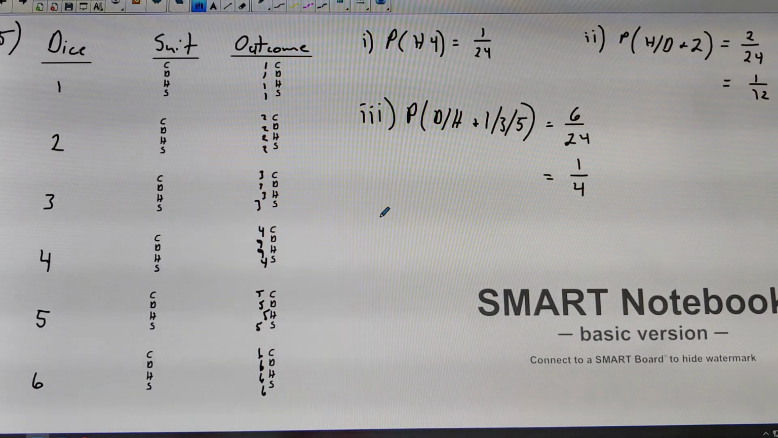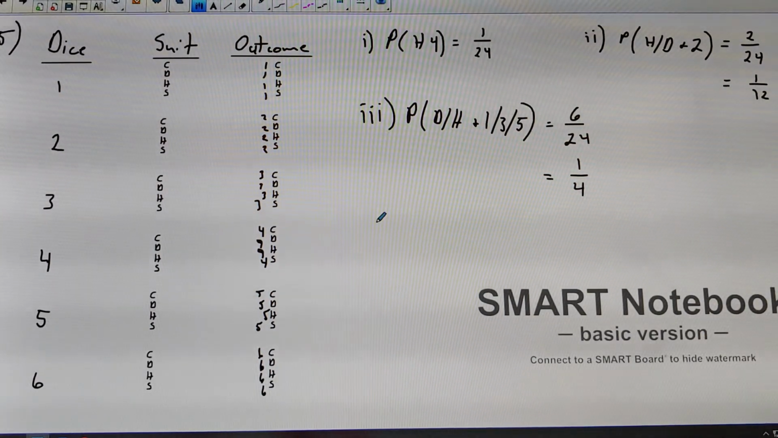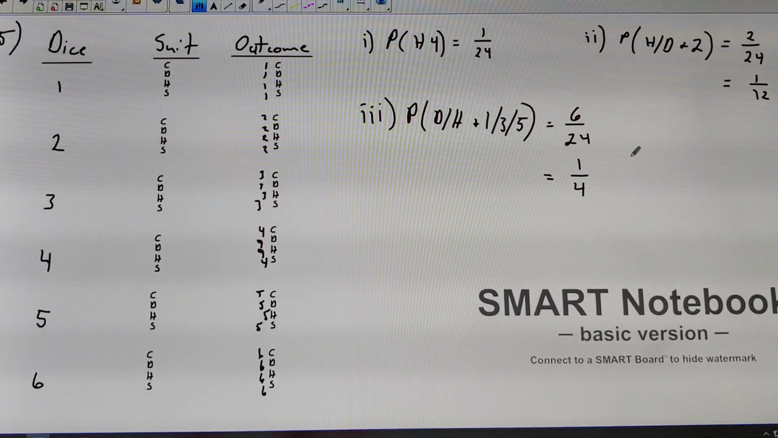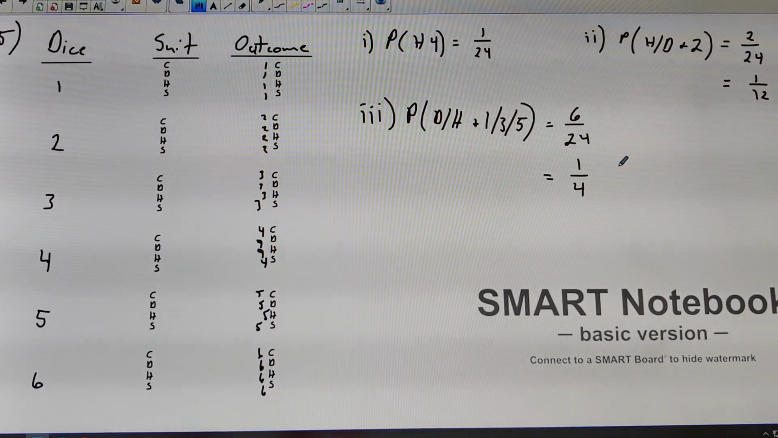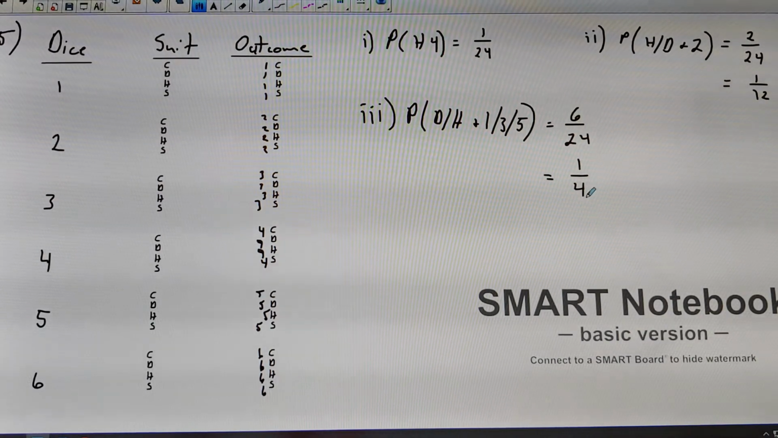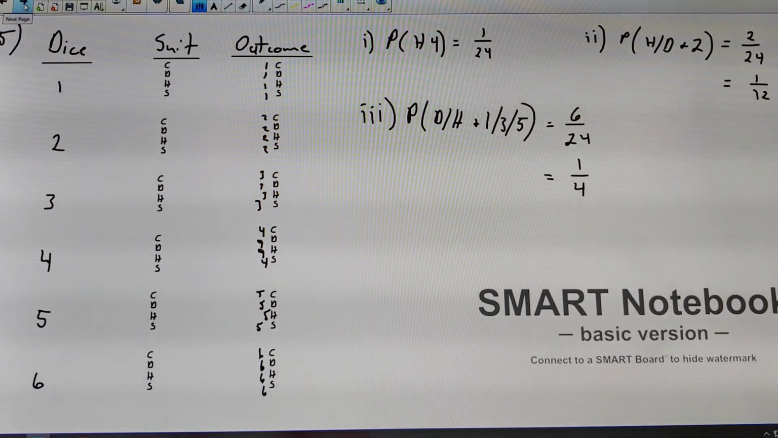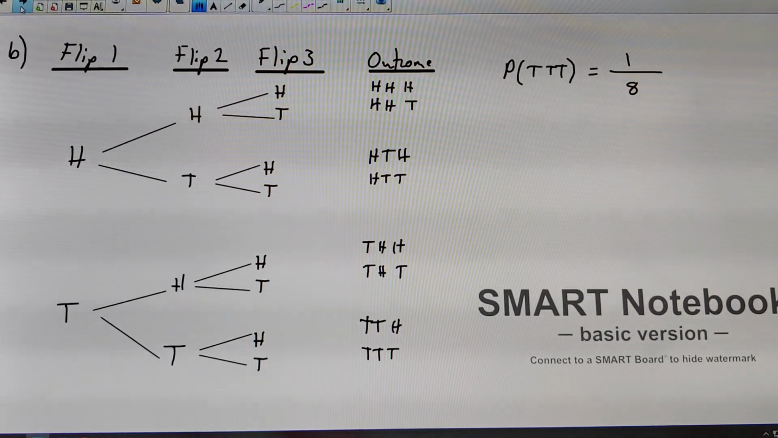For question F in this one, it says, compare the theoretical and experimental probabilities that you got. So if you only did this 10 times, the chances of you getting these answers are really low. But then it asks, what do you think would happen if you carried out this experiment 1,000 times? If we did it 1,000 times, we would be getting very close to these answers. The more trials you have, the closer you get to theoretical probability.